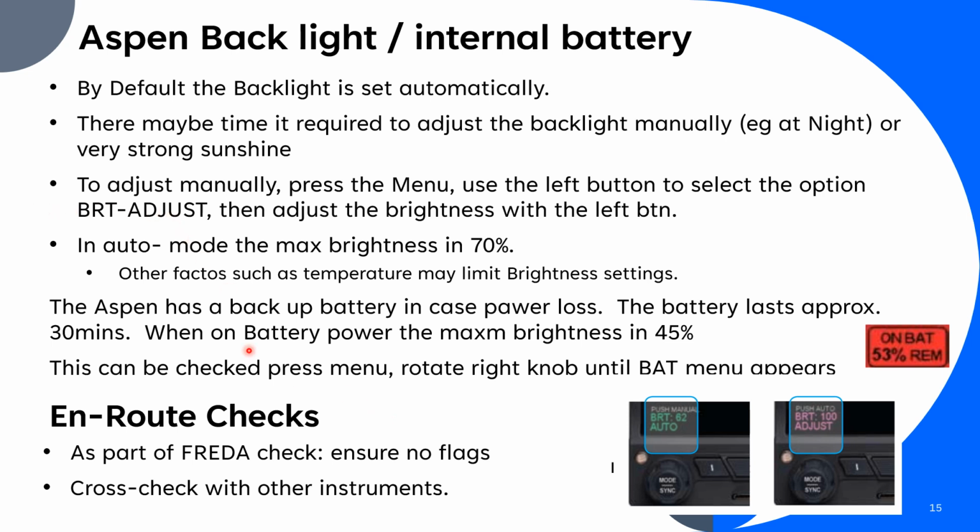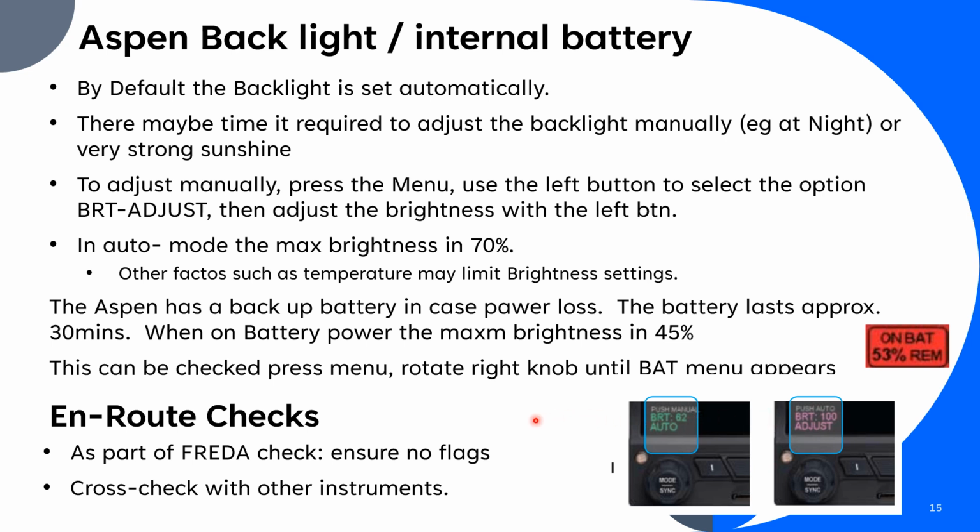The Aspen has a backlight, so it's very visible even in bright sunshine, and it's set automatically using light sensors. There may be times when you want to adjust this, for example at night or in very strong sunshine. To adjust this manually, press the menu button, which will be one of the right-hand soft keys, and use the left button to select the option BRT adjust. Then a little scale comes up, as you can see in the bottom here. Tap the button, move it from auto to adjust. In auto mode, the maximum is actually 70%, so if you find the screen too dim, you can adjust it.